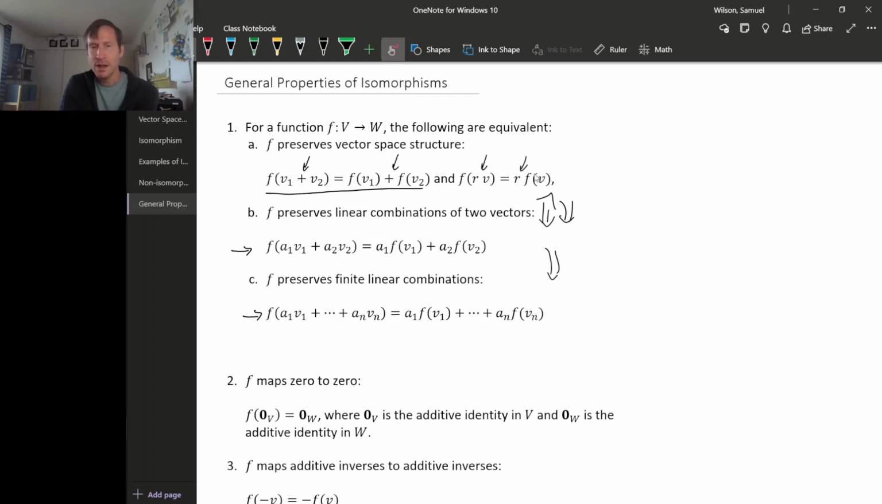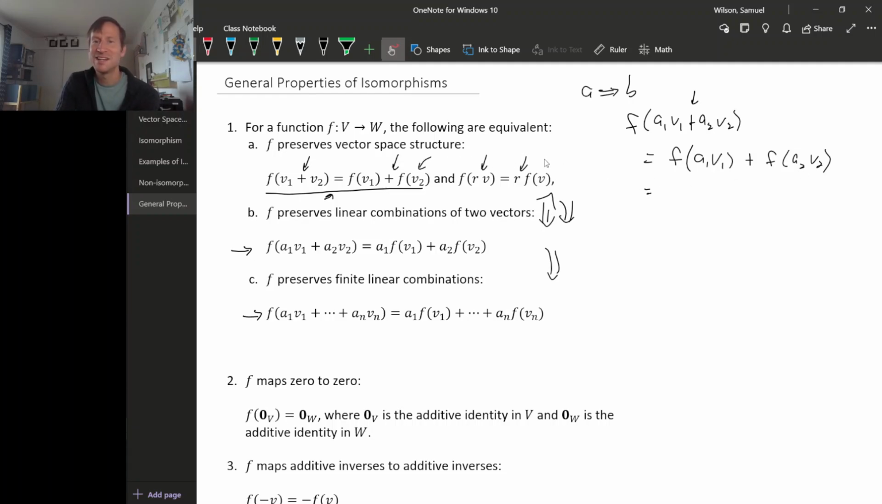Fortunately, all three of these implications are pretty straightforward to demonstrate. So showing that A implies B: we are assuming A, we want to prove B. So what is f of A1 V1 plus A2 V2? Well, there's an addition right here, and we're assuming that f preserves structure for addition, so we can use that to write this as f of A1 V1 plus f of A2 V2. That's using this first assumption.